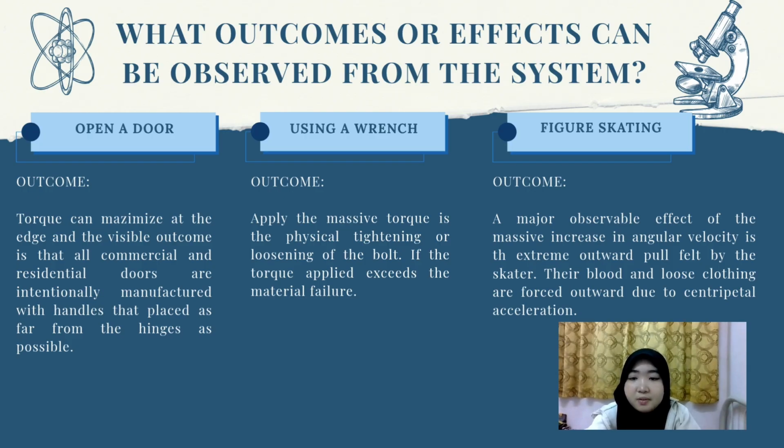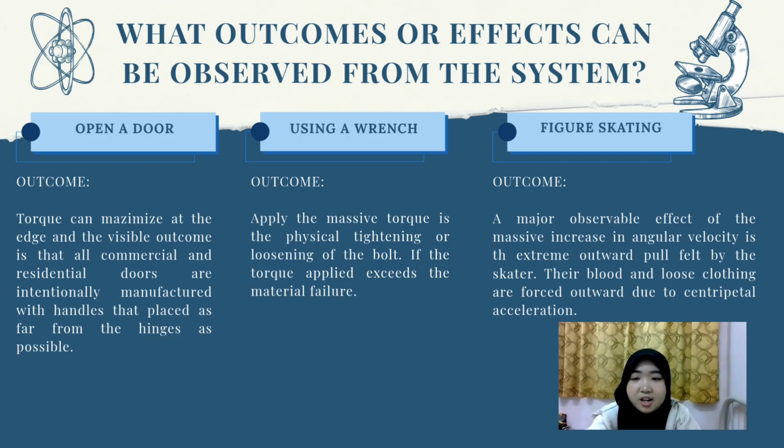Next, let's think about using a wrench. When you apply a heavy amount of torque, the physical outcome is either the tightening or loosening of a bolt. However, engineers always have to consider the material limits. If the applied torque exceeds what the metal can handle, it will lead to material failure and cause the bolt or the tool to snap.